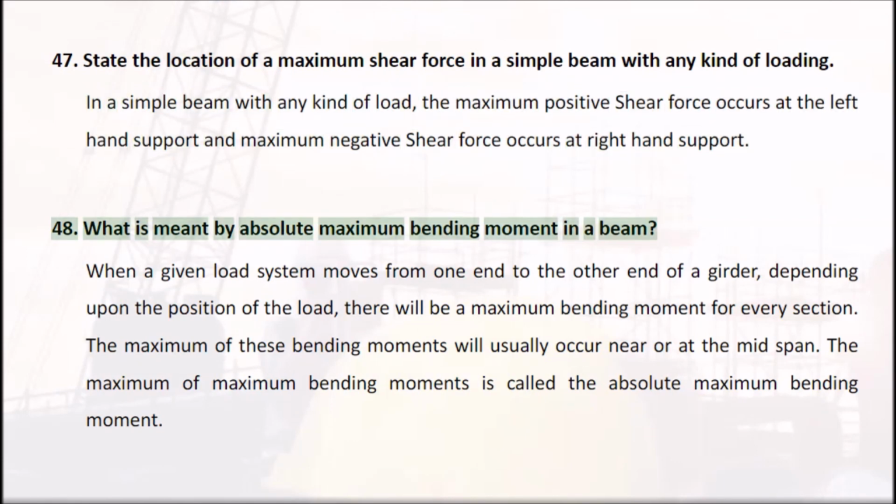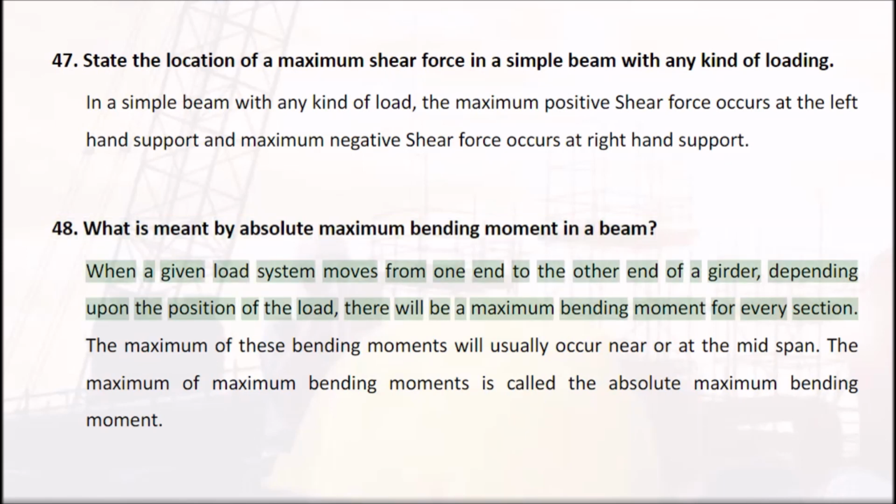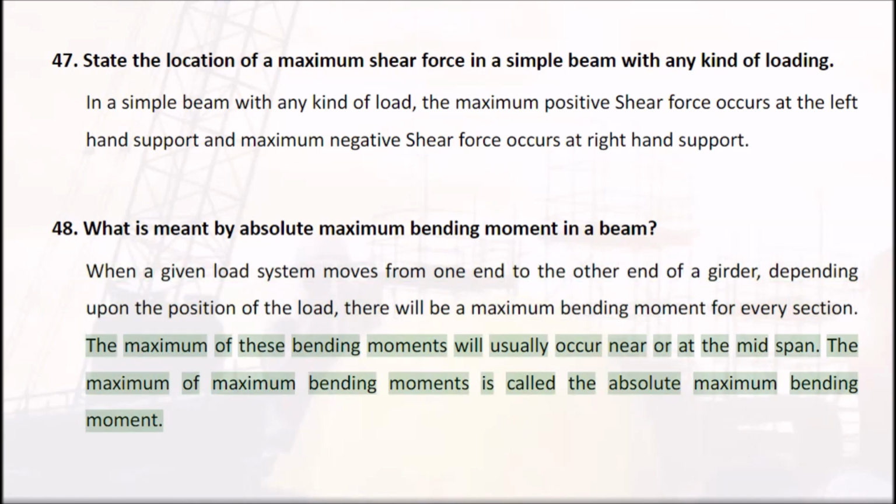What is meant by absolute maximum bending moment in a beam? When a given load system moves from one end to the other end of a girder, depending upon the position of the load, there will be a maximum bending moment for every section. The maximum of these bending moments will usually occur near or at the mid-span. The maximum of maximum bending moments is called the absolute maximum bending moment.